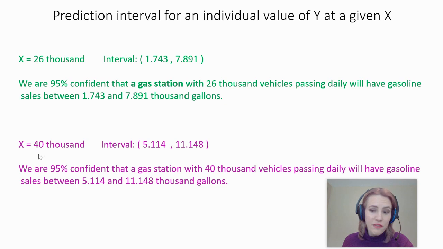If your location had 40,000 vehicles, like the one down here in purple, then you'd need more tanks. But now you know you can be 95% confident that that's the amount that you would sell. It'd be somewhere in that interval.